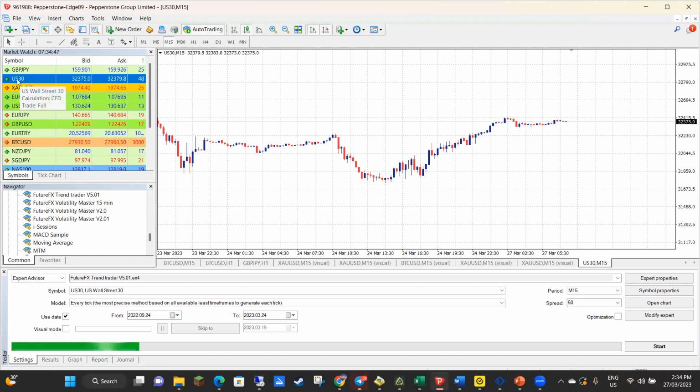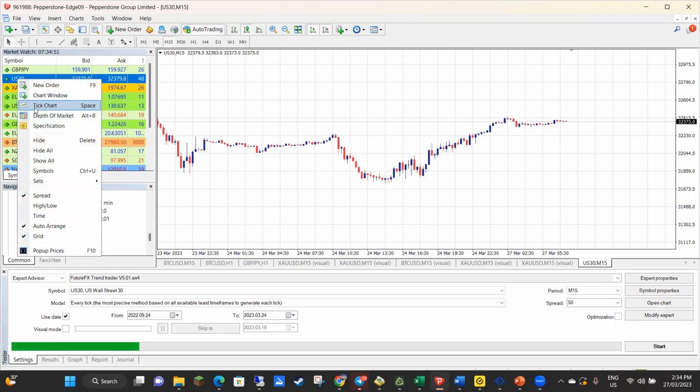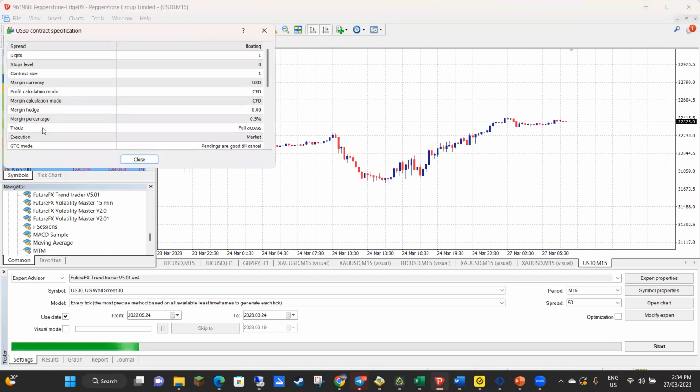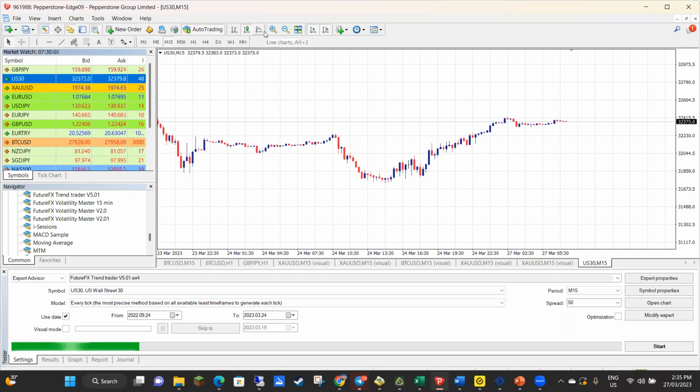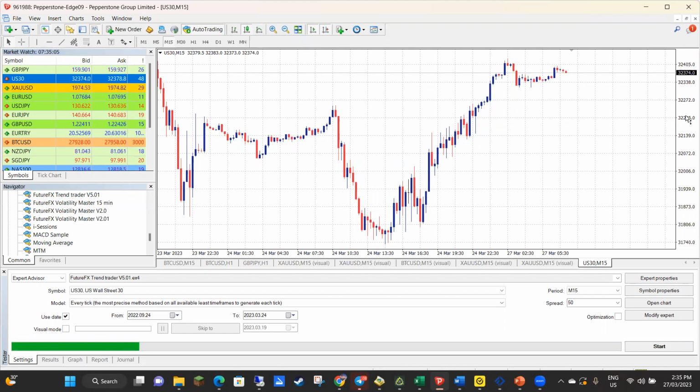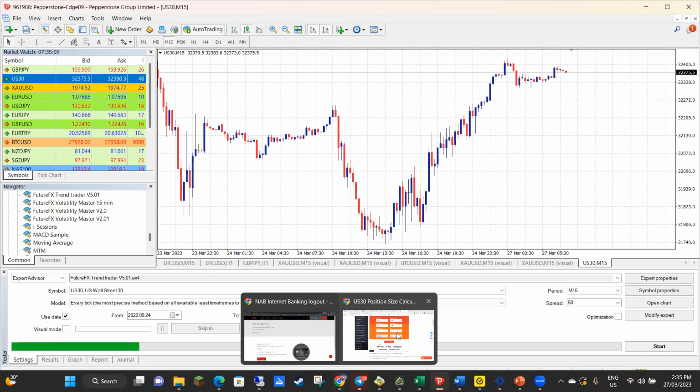So I'm going to find UF30 here, and I'm going to right-click on it, and I'm going to come down to specifications. I'm looking for contract size. Contract size is 1. Okay, so remember that. The contract size on Pepperstone is 1. So I'm going to duck back to the pip calculator.